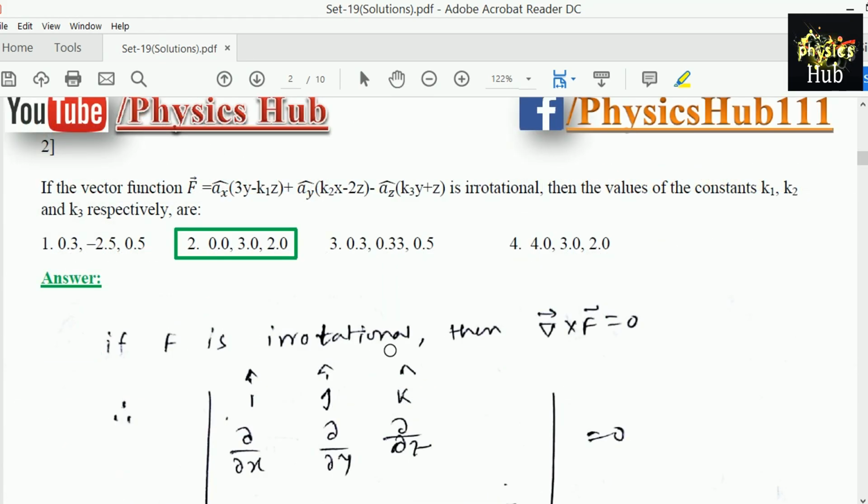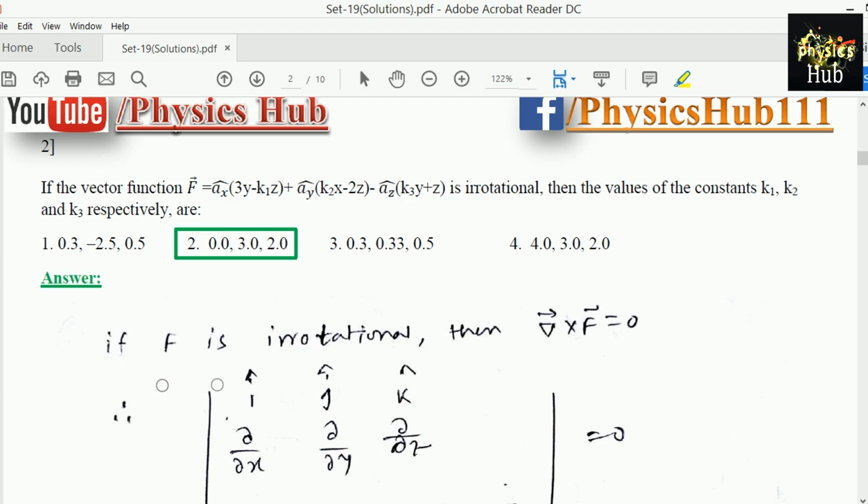Moving to question number 2, if the vector function f equals to ax cap into 3y minus k1z plus ay cap into k2x minus 2z minus az cap into k3y plus z is irrotational, then the values of the constants k1, k2 and k3 respectively are.